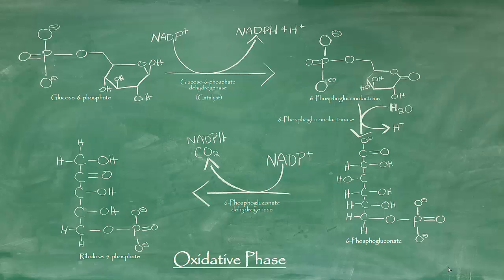In the next reaction that takes place in the oxidative phase, the 6-phosphogluconolactone is hydrolyzed by 6-phosphogluconolactonase, and it forms 6-phosphogluconate.